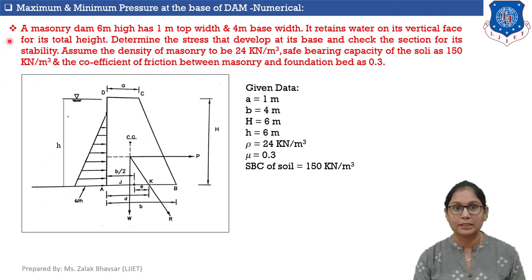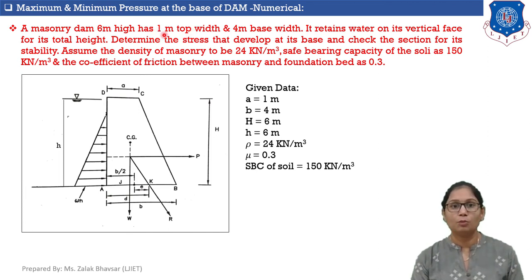Here, a masonry dam 6 meter high. Here the height of the dam, capital H, is 6 meter. 1 meter top width, so small a is equal to 1 meter. Base width is 4 meter, so small b is equal to 4 meter. It retains water on its vertical face for its height. It means small h is equal to capital H, which is 6 meter. Determine the stress developed at its base and check the section for its stability.